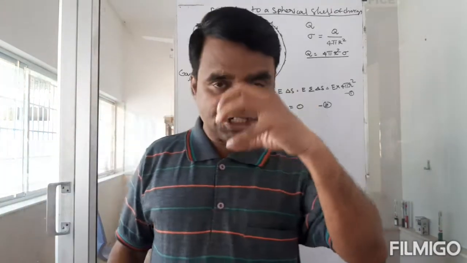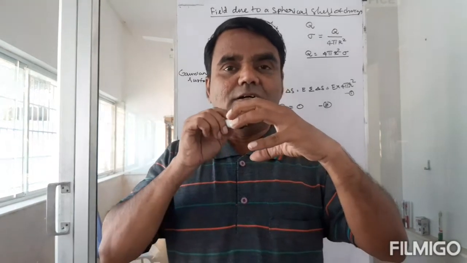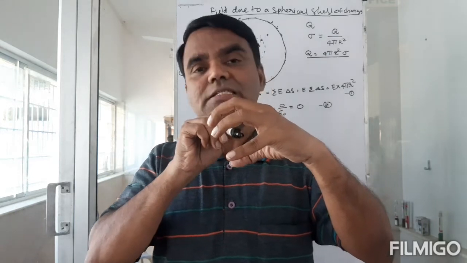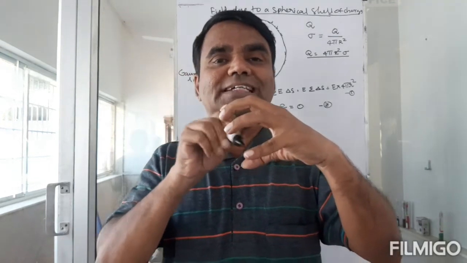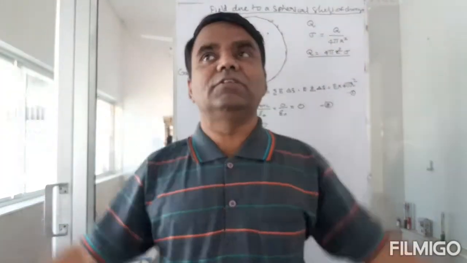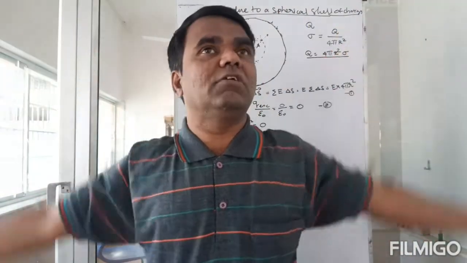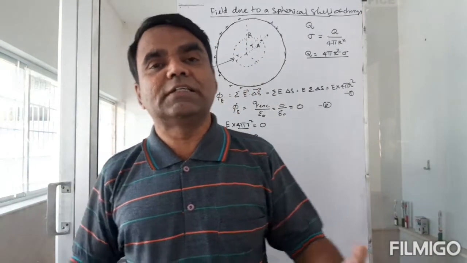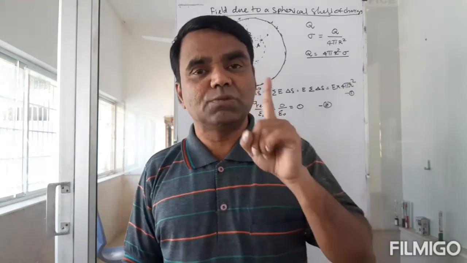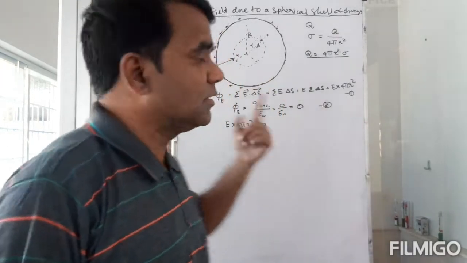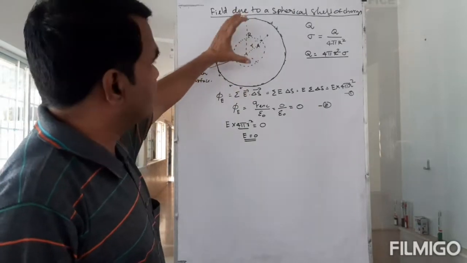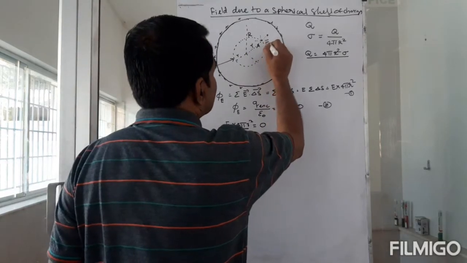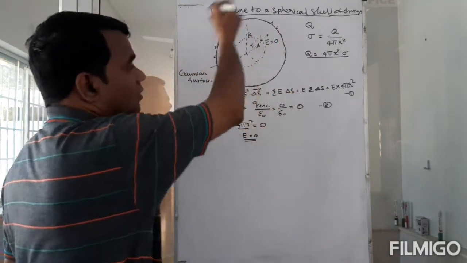So for a spherical shell, the field inside that shell is 0 for any point inside that shell. So if there is a lot of charge on the shell, and then if you sit inside, there will not be any electric force on you. Okay? That's one part of this derivation, basically. So the field E inside a spherical shell is always 0.